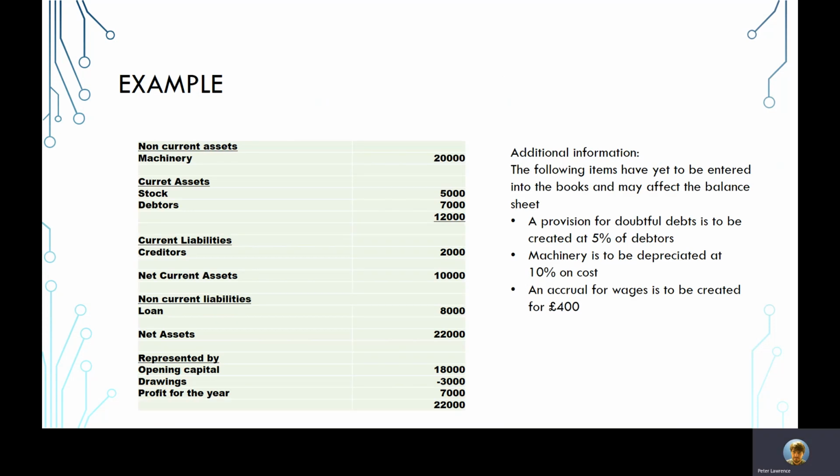So here is an example. I've got a balance sheet. This one balances. Sometimes in the exam, they don't balance. Things will be in the wrong place. That's a different style of question. This one, though, we've got a balance sheet that does balance, £22,000 net assets balancing with our capital section. But again, we've got three pieces of additional information. Those three pieces of additional information must be entered into the accounts in order to show a true and fair view.